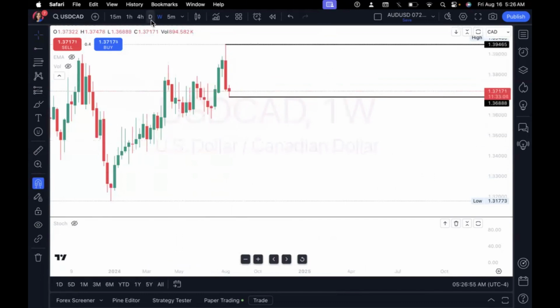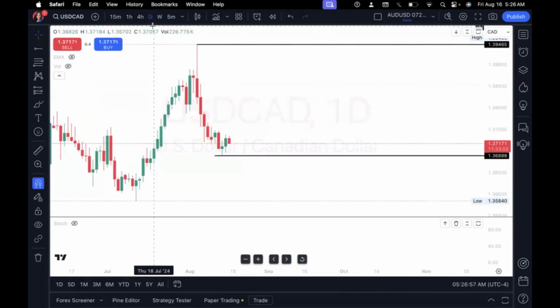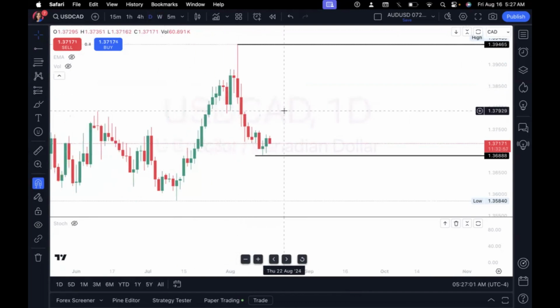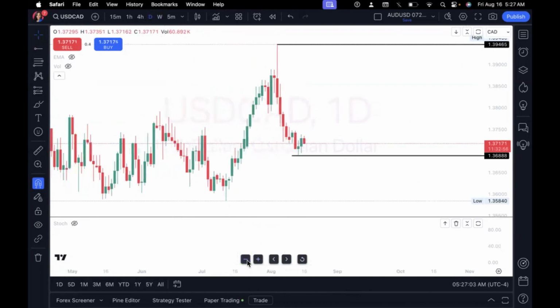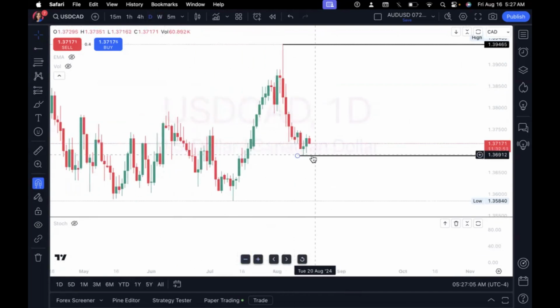Now, the next thing we're going to do is we're going to take this down to a smaller time frame, which is the daily. So we can see on our daily chart that the market is actually closer to the support than it is to the resistance.